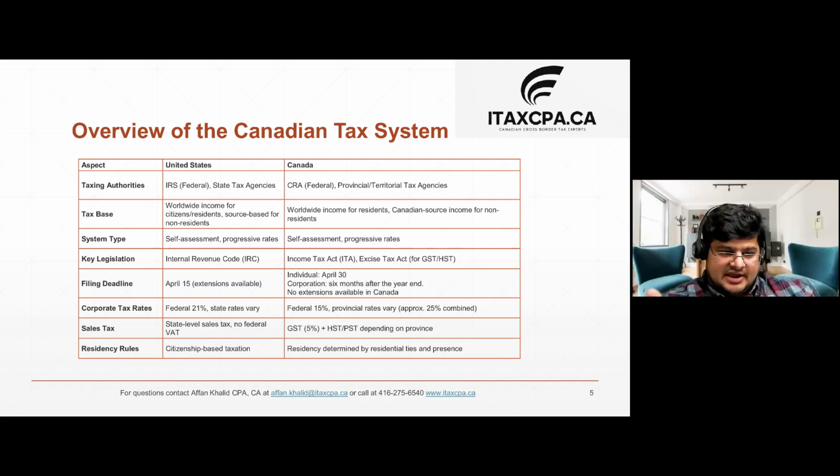So say if you're selling goods into Alberta, then only GST applies. So 5% tax is what you have to collect. And if you are selling anything into Ontario, then there's 13%. So 5 plus another 8. So it's 13% is the sales tax rate in Ontario.